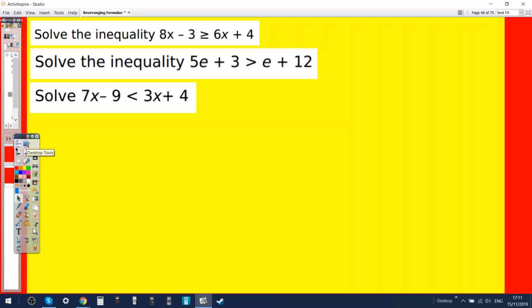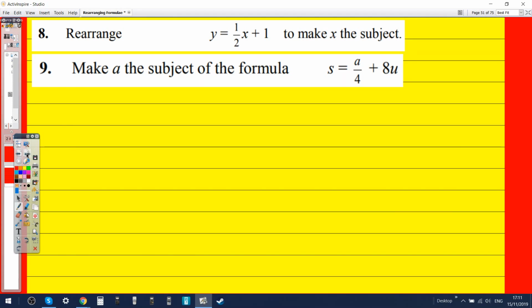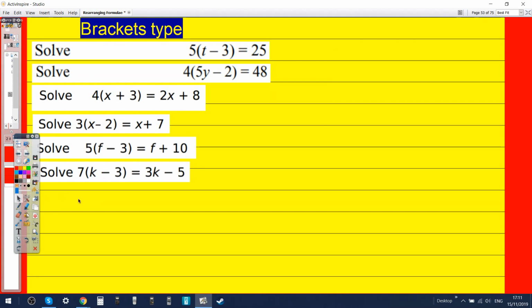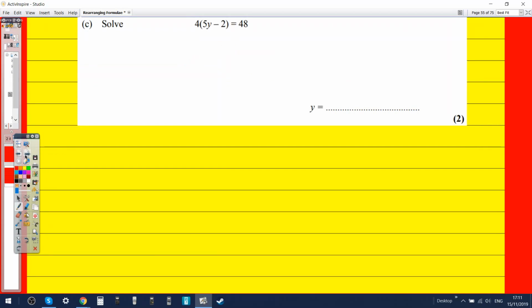Think about this. That one we just did. Those are fine. How about this one? Times 5 on both sides. 2y equals 20, and then divide by 2, y equals 10. How about the second one? Okay. 20y minus 8 equals 48. And you'll be fine for the rest of that. So the important thing is you just do the brackets first.